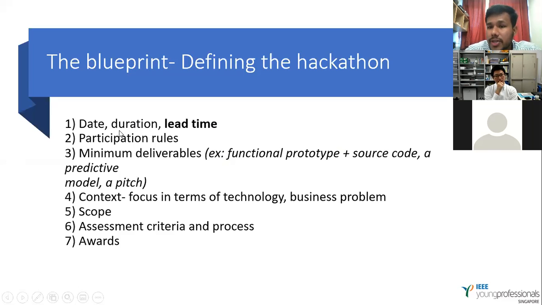the date and duration of the hackathon. A duration would be like a 24-hour hackathon, 48-hour, or a 3-day, 4-day hackathon. Lead time. Lead time is when you announce the hackathon dates and the date on which it is going to happen. It's like I announced the hackathon to be in February 2021, and now it is November. So lead time is like 3 months.